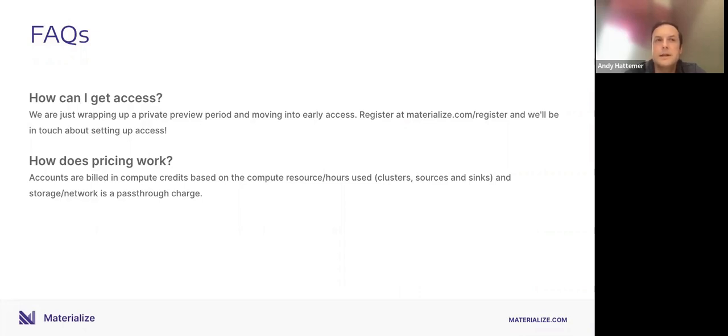Pricing works like this: accounts are billed in compute credits based on the compute resource hours used. So the cluster replicas, that's actually a typo, I wrote clusters, but it's cluster replicas, sources and sinks, all use compute credits at a rate based on their size, and storage and network is a pass-through charge.